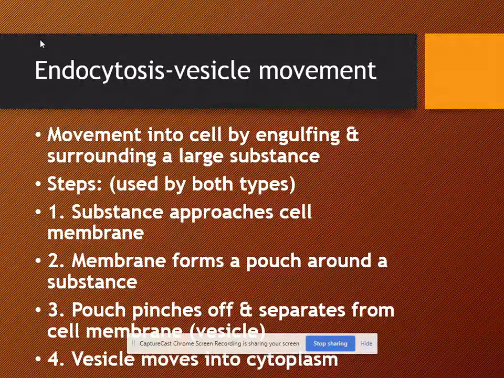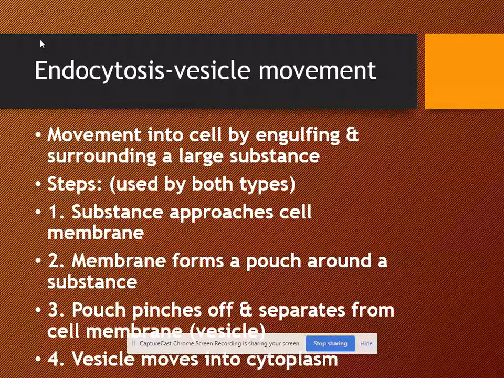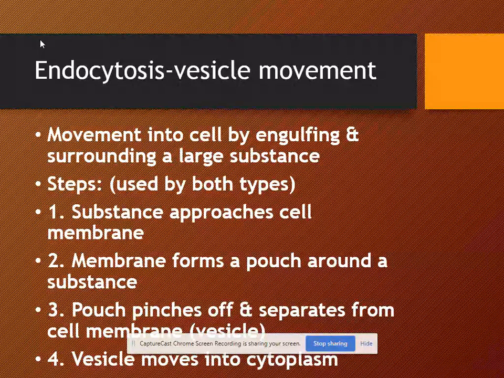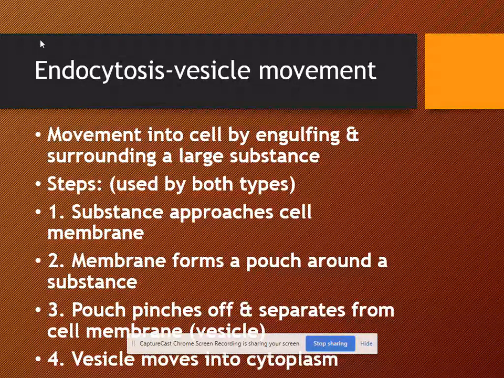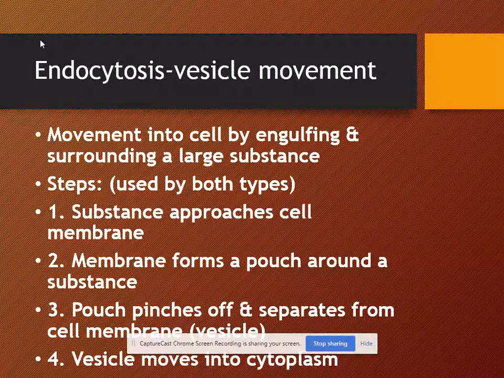So we're using that lipid bilayer of the cell membrane, and we're just surrounding a material with that. And that's going to protect it from the cytoplasm, and it's going to allow it to move to where it needs to. And then this vesicle will move into the cytoplasm.